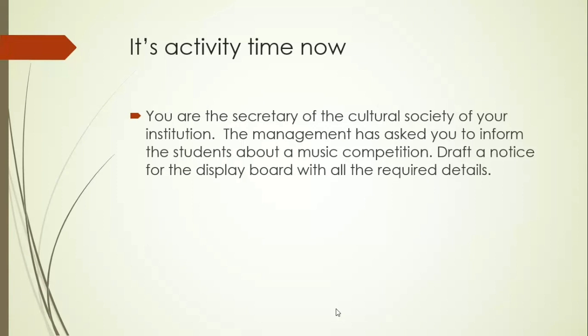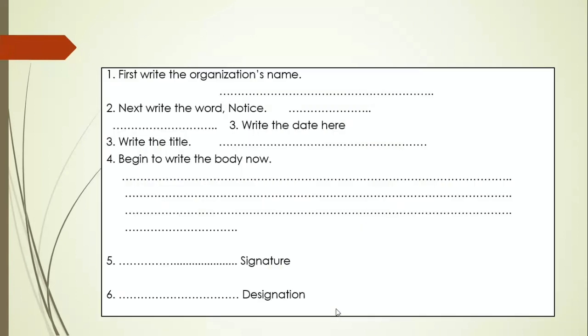I will read the activity. You are the secretary of the cultural society of your institution. The management has asked you to inform the students about a music competition. Draft a notice for the display board with all the required details. What is the first one? First is the organization's name. Yes, you can write it.